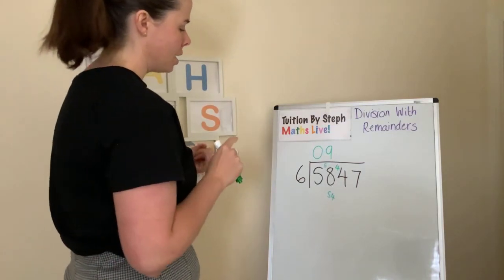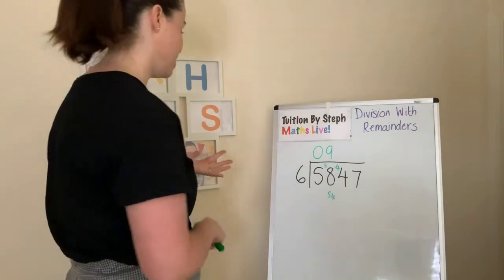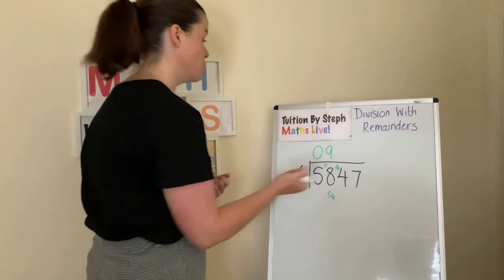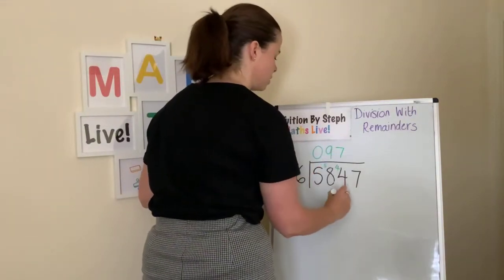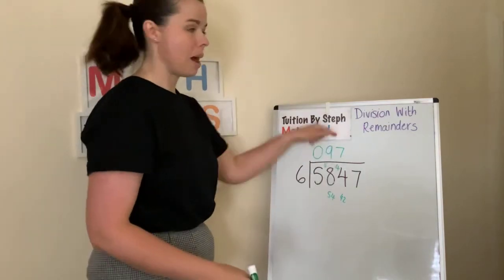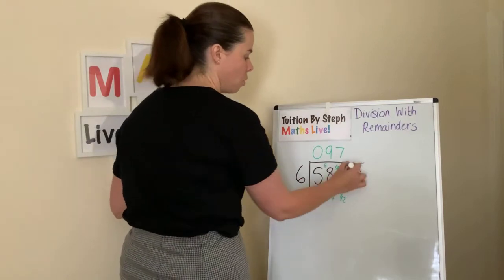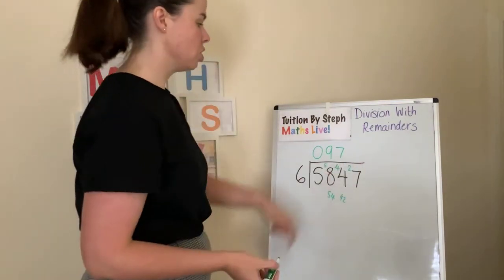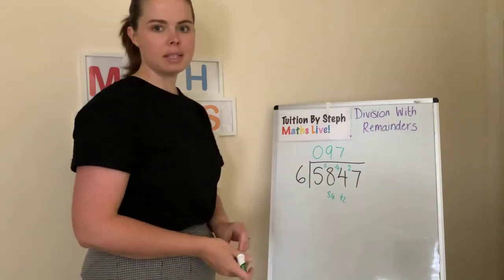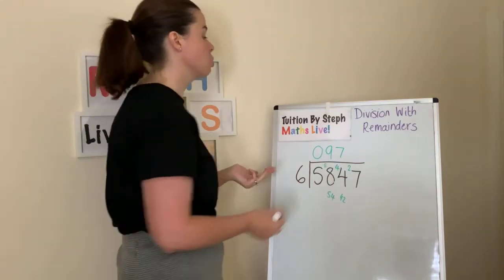1 6 is 6, 2 6s are 12, 3 6s are 18, 4 6s are 24, 5 6s are 30, 6 6s are 36, 7 6s are 42. I'm just writing this underneath so you can see where we got to and where we need to end up at. So 42, we need to get to 44. So we need to carry the 2 that we've got left over. 6 into 27, 1 6 is 6, 2 6s are 12, 3 6s are 18, 4 6s are 24.